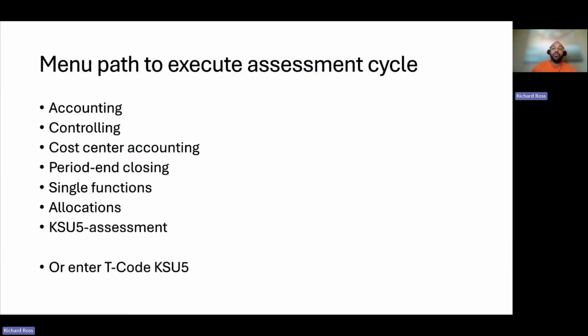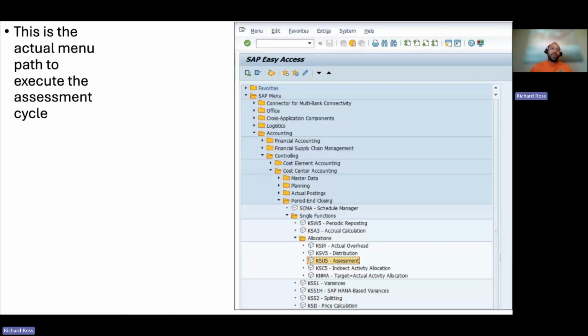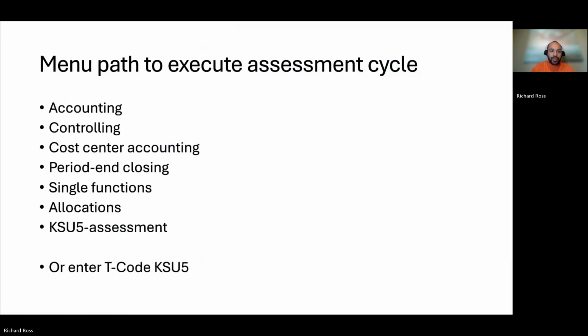Menu path to execute assessment cycle. Accounting, controlling, cost center accounting, period end closing, single functions, allocations, assessment, or transaction code KSU5. This is the actual menu path to execute the assessment cycle. Accounting, controlling, cost center accounting, period end closing, single functions, allocations, KSU5 assessment. Just like this.